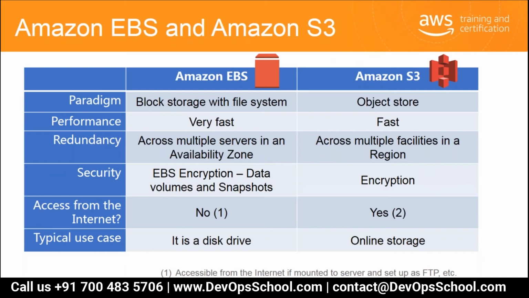Can objects stored on EBS be accessible from the internet? No, because they are simply stored on file storage. Unless you have an application which is exposing your objects, they cannot be accessed over the internet. Whereas S3 objects can be accessed on the internet. So EBS is a disk drive and S3 is online storage. Any questions so far on this?